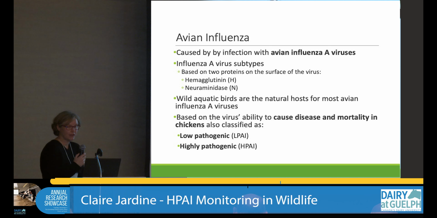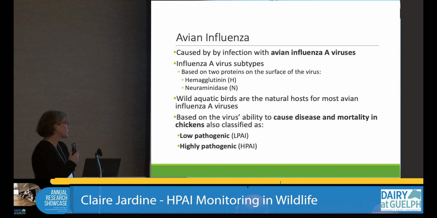These influenza A viruses are divided into subtypes based on proteins on the surface of the virus. You'll just hear these terms. There are two proteins, hemagglutinin, which is represented by an H, and neuraminidase, represented by an N. And this current outbreak that we're dealing with right now, you may read in the news, it's H5N1, okay? Wild aquatic birds are the natural host for almost all of the avian influenza virus subtypes that we see.